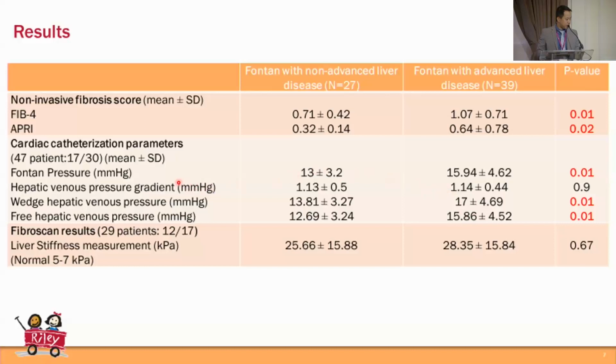Interestingly, the hepatic venous pressure gradient, which we always use in the hepatology world, means significant portal hypertension if more than 5. You can see that in both groups it is very low, only 1.1 or 1.14. For FibroScan, we measure liver stiffness. Normally it's 5 to 7, and you can see both groups are really high. Again, we don't see any significant difference between the two groups.